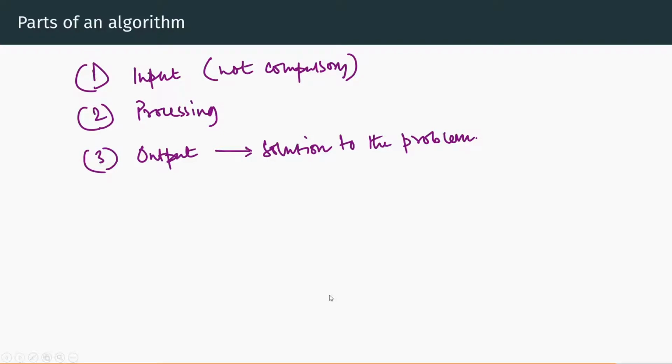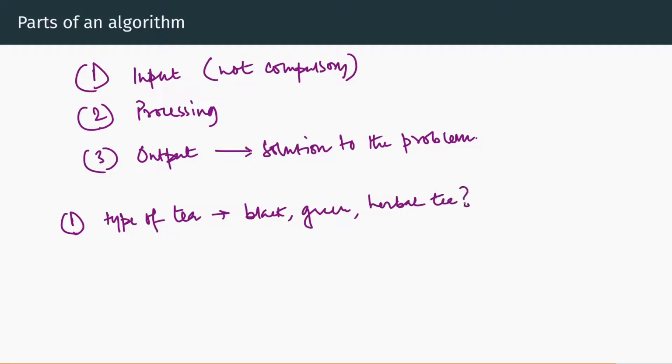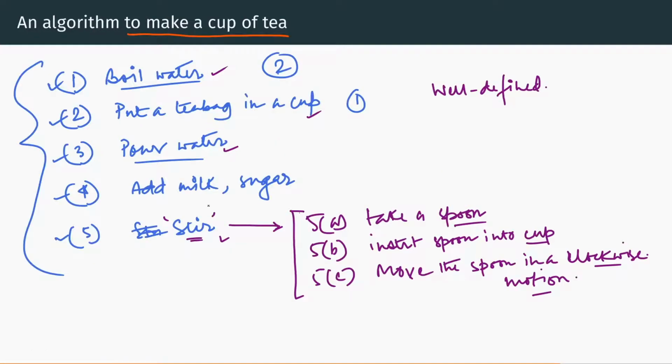Now, you may have said one of the inputs can be the type of tea. So is it black tea? Is it green tea? Is it herbal tea? Because if you go back to the algorithm, I said put a tea bag in a cup, pour water. I should have added one more step in here, which is steep, right? Which is essentially wait, right? Steeping is waiting. That's it, right?